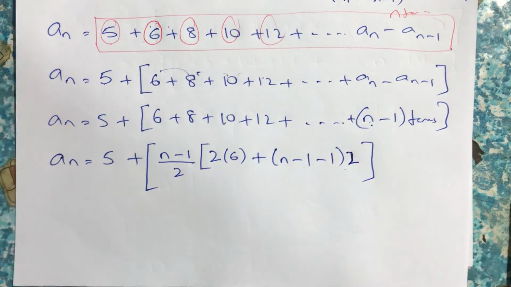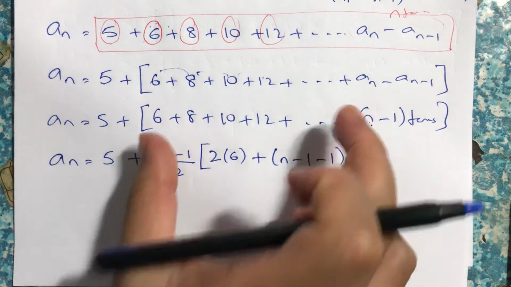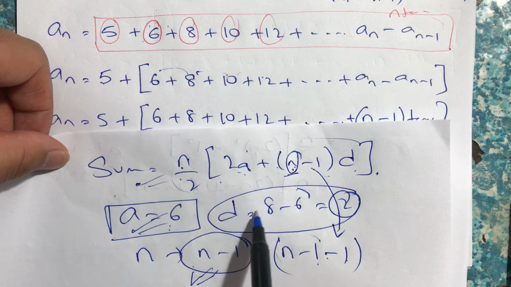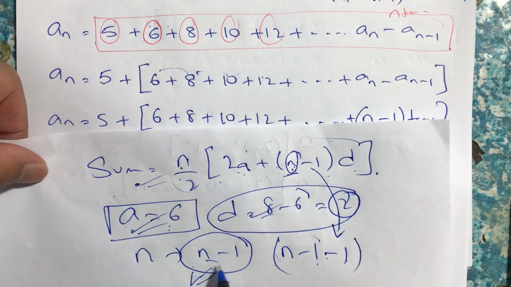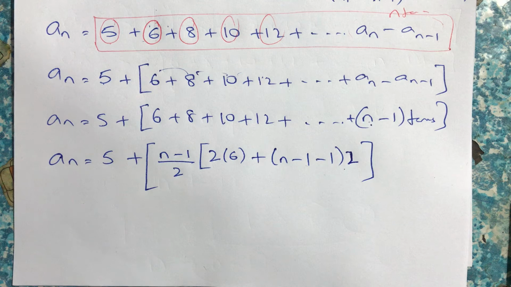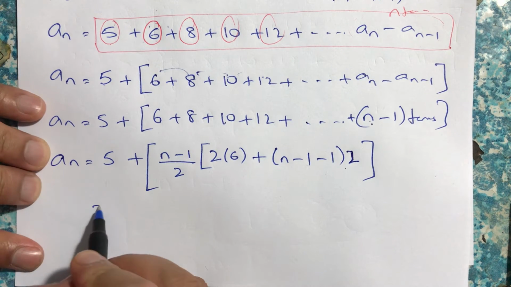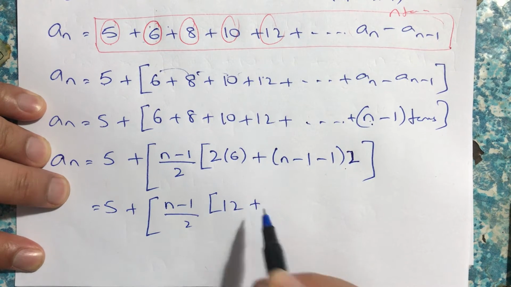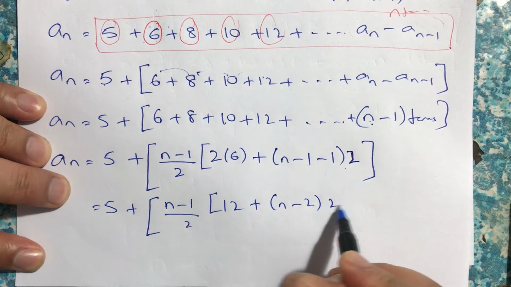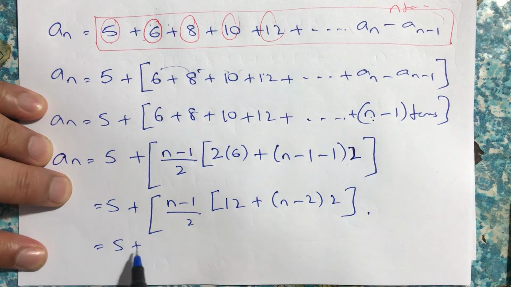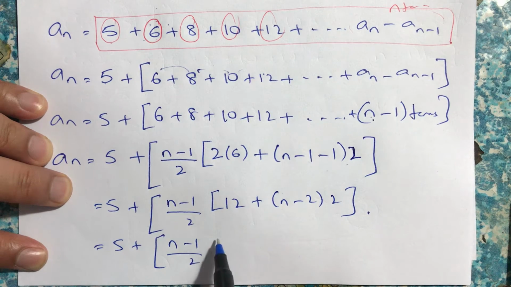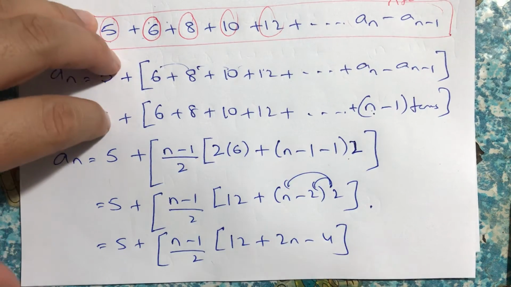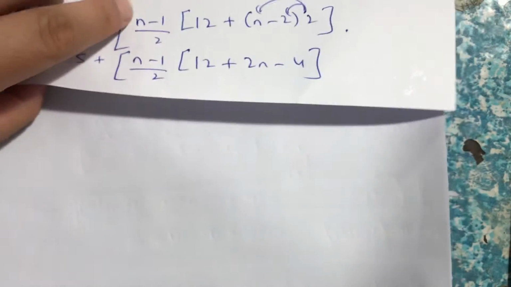Is that okay? That's the formula. So we have applied the sum of the AP series, because now this series is an AP. It's just that a is 6, d is 2, and n is n minus 1. So n minus 1 d. Is that okay? Then what do I get? We get 5 plus n minus 1 by 2, we get 12 plus n minus 2, and we get a 2. So we get 5 plus n minus 1 by 2, and we get 12 plus 2n minus 4, because this will multiply this also. So we get till here, and then we carry on.